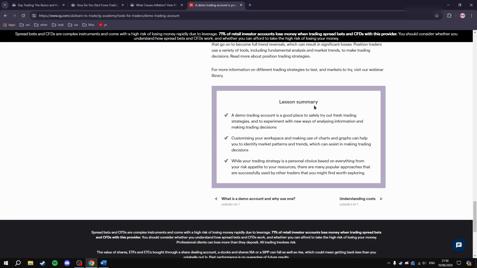Okay, so lesson summary. A demo trading account is a good place to safely try out fresh trading strategies and to experiment with new ways of analyzing information and making trading decisions. Customizing your workspace and making use of charts and graphs can help you to identify market patterns and trends, which can assist in making trading decisions. While your trading strategy is a personal choice based on everything from your risk appetite to your resources, there are many popular approaches that are successfully used by other traders that you might find worth exploring. Yep.